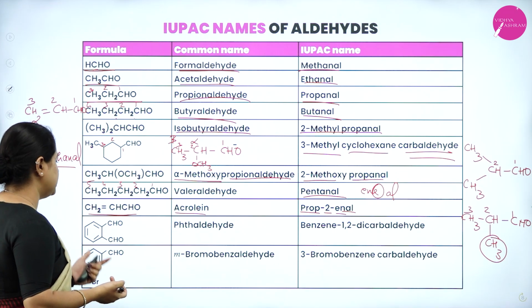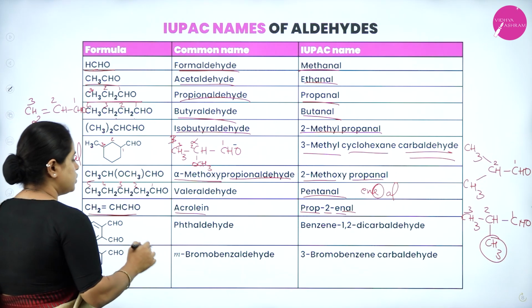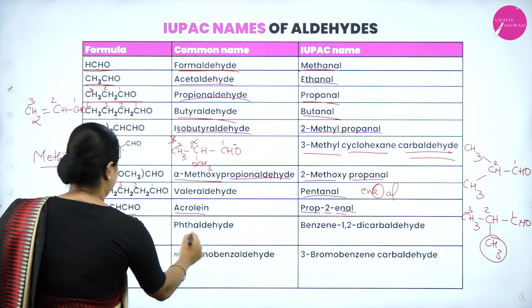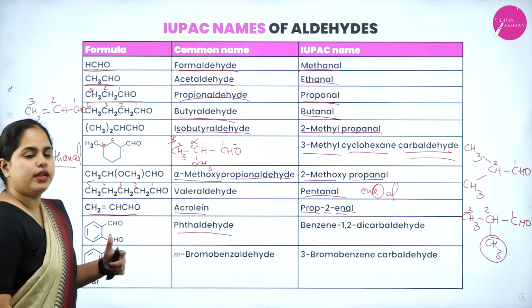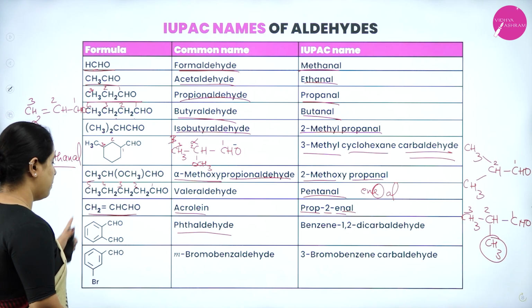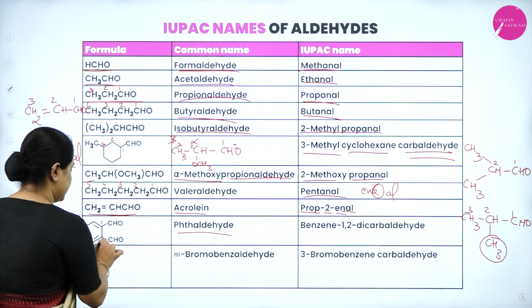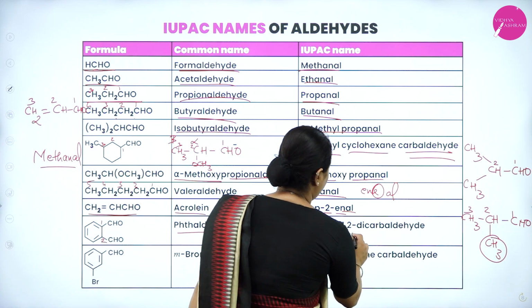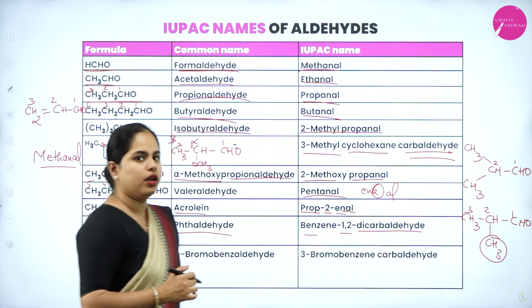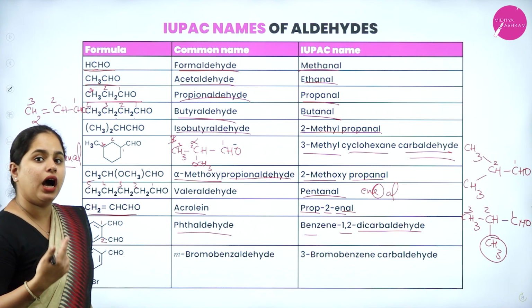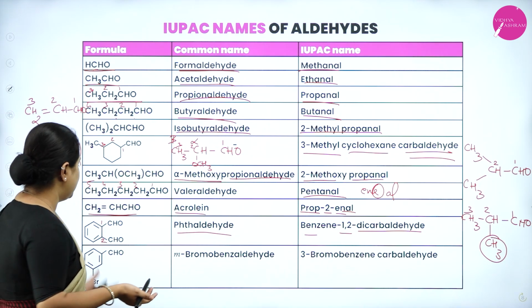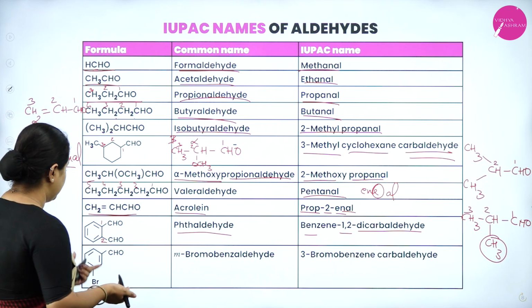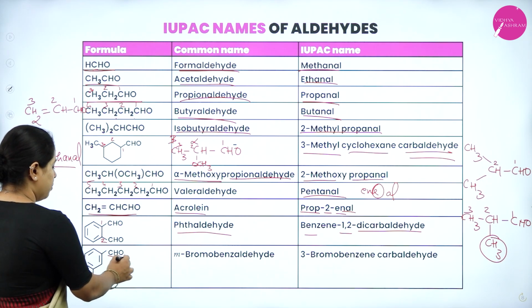Next one is benzene, where you have 2 CHO groups. How do you name the IUPAC name? It is benzene, and on the first and second carbon atoms you have 2 aldehyde groups. So it is benzene-1,2-dicarbaldehyde. Okay, 1,2-dicarbaldehyde you have to name. So benzene-1,2-dicarbaldehyde.